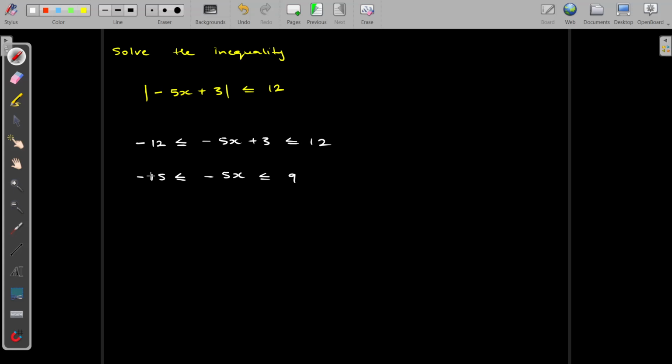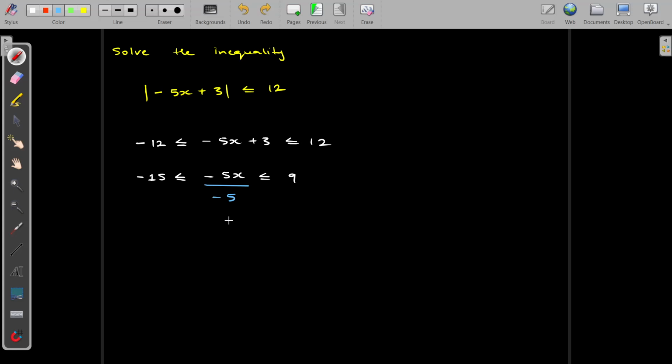Alright, so here is what we have now. In order for us to get x by itself, we'll have to divide by negative 5. And what do we say happens when we divide by negative 5? The inequality will change. Exactly, the inequality is going to flip. So you see how this one is set like that? It's going to turn the other way. And this one is going to turn the other way as well.